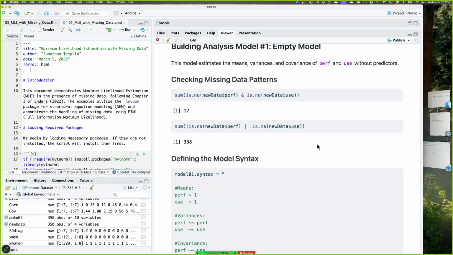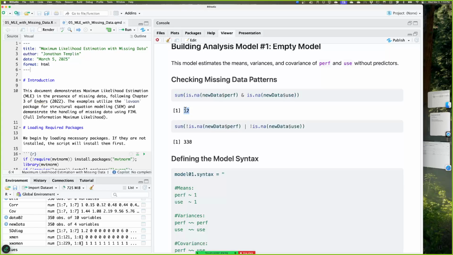But we're just going to take our two outcomes, performance and usefulness, and predict them without predictors whatsoever. We're doing this because we need to know how much data we have and to see what happens to our analyses. So here, one thing I wanted to check is whether somebody is missing on both performance and usefulness. And we see there are 12 observations that are missing on both.